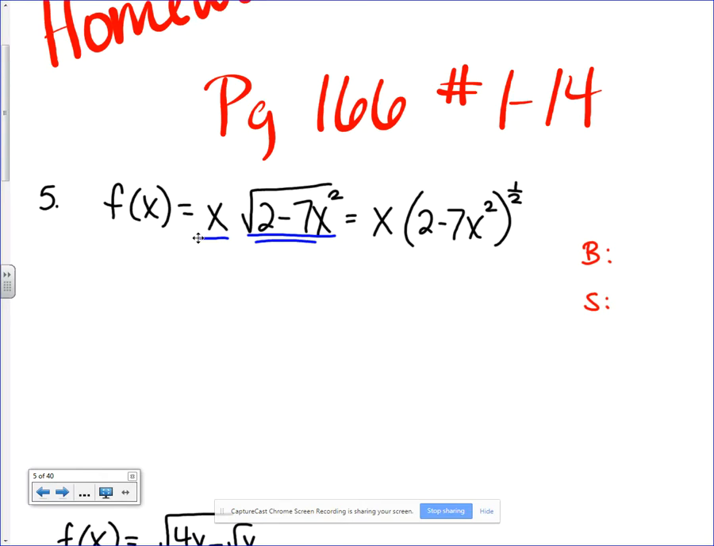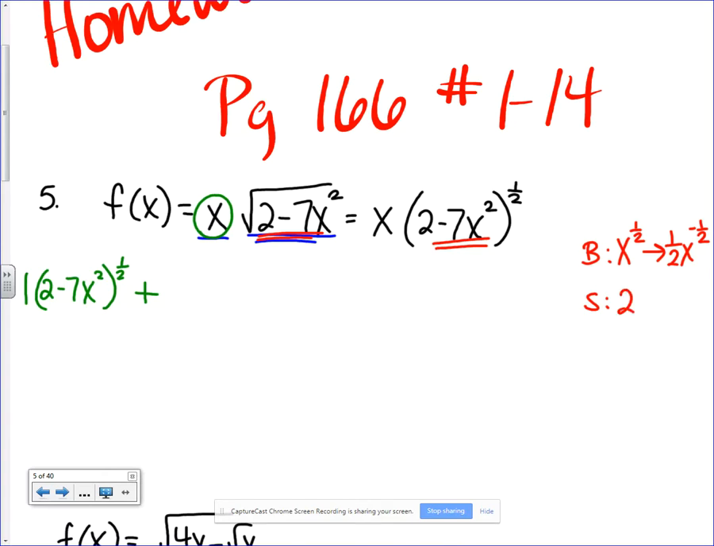Product rule says to do the derivative of the first. Well, the derivative of this thing right here is just 1. Derivative of first times the second. So basically this is 1 times the second function plus, now we have to do the derivative of the second function, and that's where the chain comes in. That's where the composition is. So if I take a look at this function here, the big function is going to be x to the 1/2. The little function is going to be what's inside the parentheses.